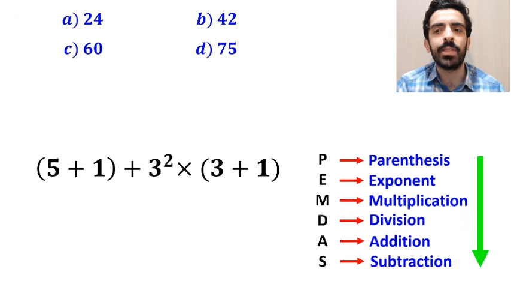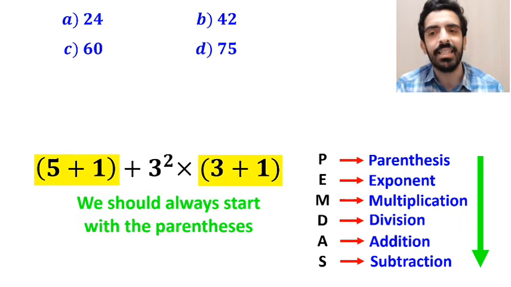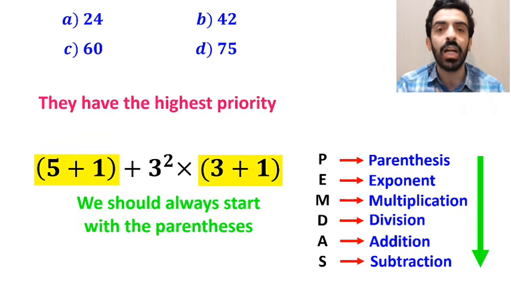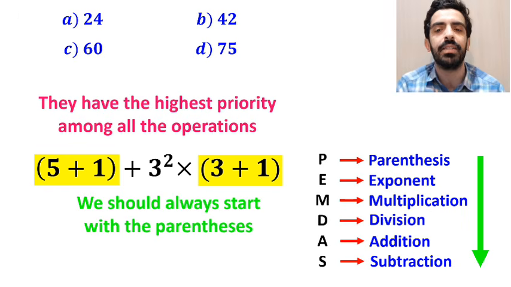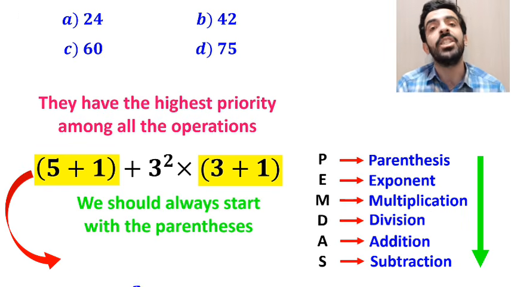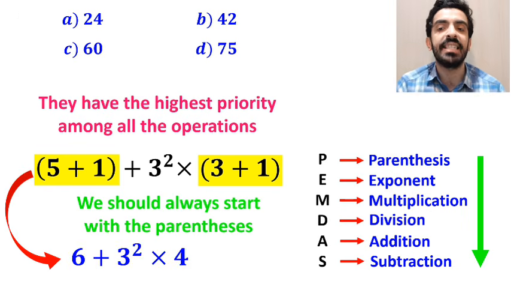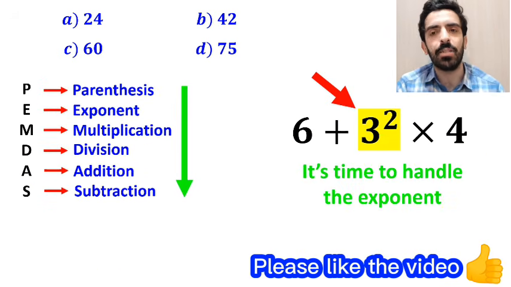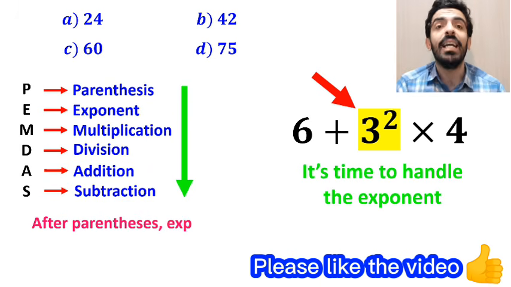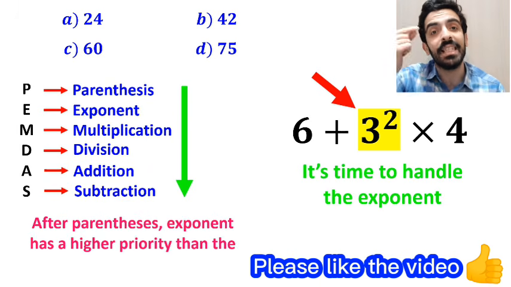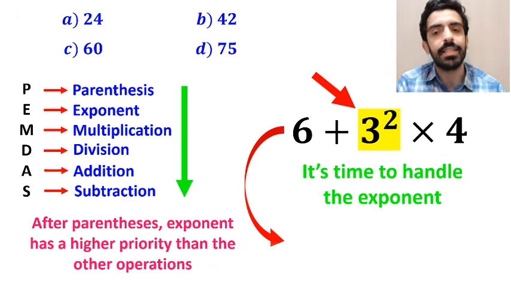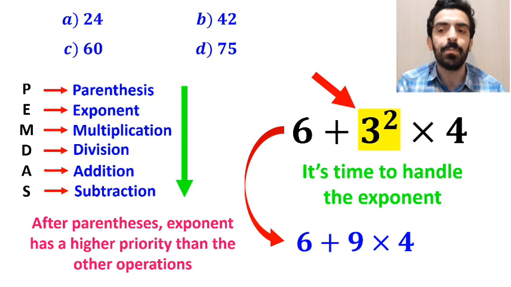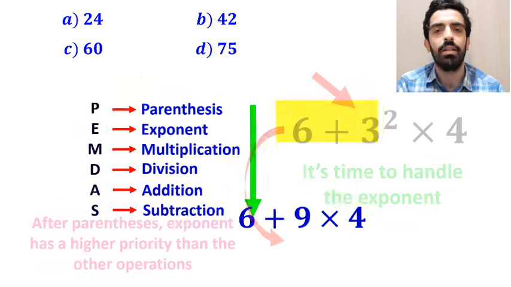According to the PEMDAS rule, we should always start with the parentheses, since they have the highest priority among all the operations. So, instead of the original expression, we can write it as 6 + 3^2 × 4. And the next step, it's time to handle the exponent, because after parentheses, exponent has a higher priority than the other operations. So, we write this expression as 6 + 9 × 4.